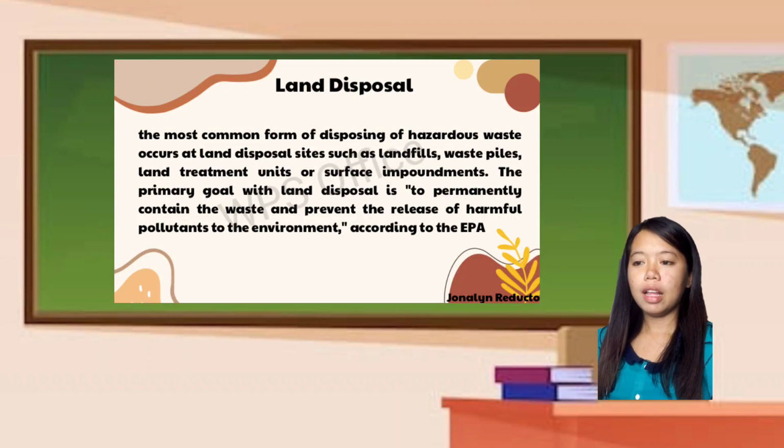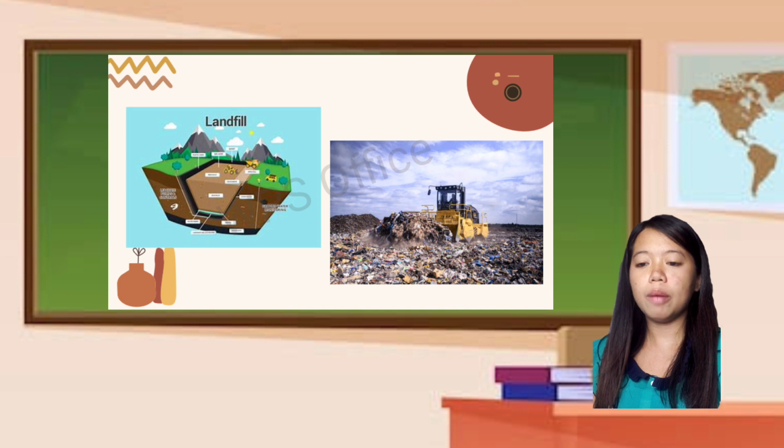Land disposal. The most common form of disposing of hazardous waste occurs at land disposal sites such as landfills, waste piles, land treatment units, or surface impoundments. The primary goal with land disposal is to permanently contain the waste and prevent the release of harmful pollutants to the environment. This is usually done by burying the waste in special places like landfills or waste piles. The main goal is to make sure the waste stays there forever and doesn't leak harmful chemicals into the surroundings.